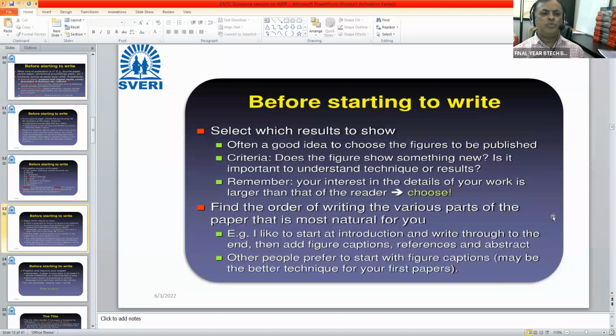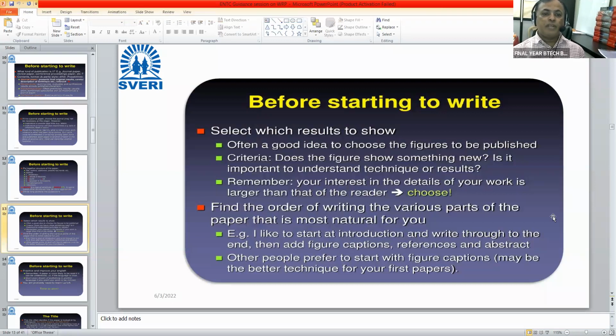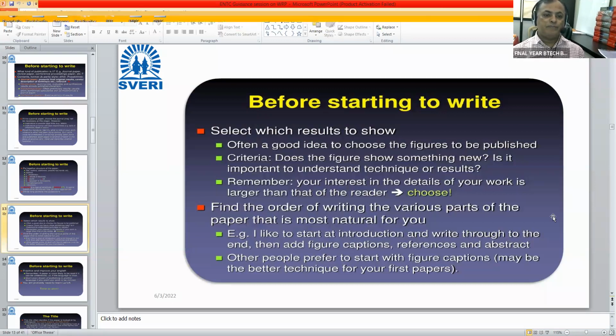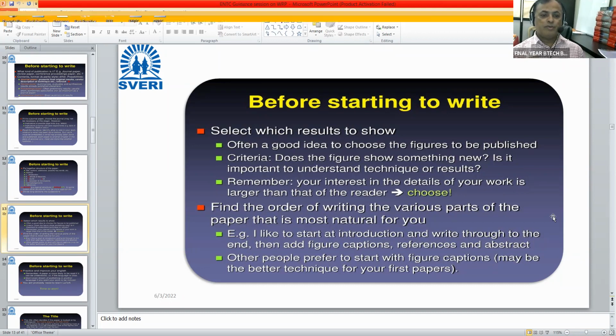Select the results which you want to show. The figures are very, very important. You should choose very good figures that need to be published. Your work should be larger than that of the reader. Obviously, the work which you have been doing should be very much larger as compared to what the reader thinks about. Then writing various parts of the paper that are most natural to you.